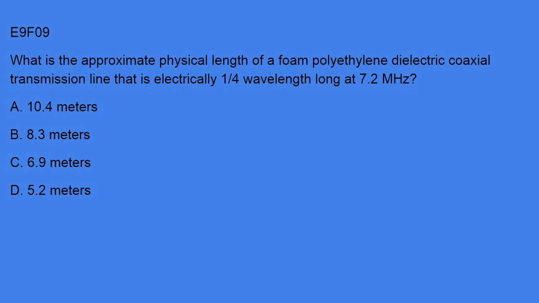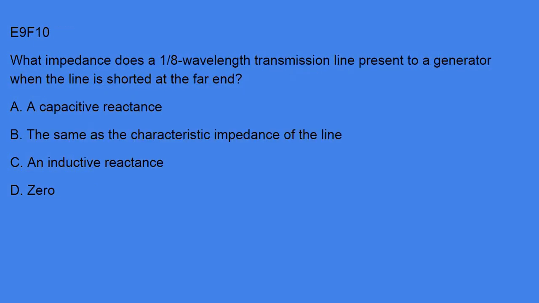E9F09, what is the approximate physical length of a foam polyethylene dielectric coaxial transmission line that is electrically quarter wavelength long at 7.2 megahertz? 8.3 meters. E9F10, what impedance does an eighth wavelength transmission line present to a generator when the line is shorted at the far end? An inductive reactance.